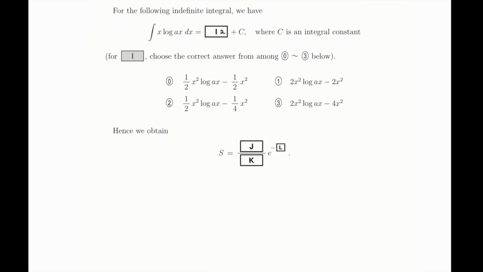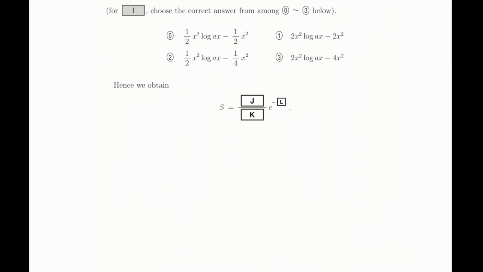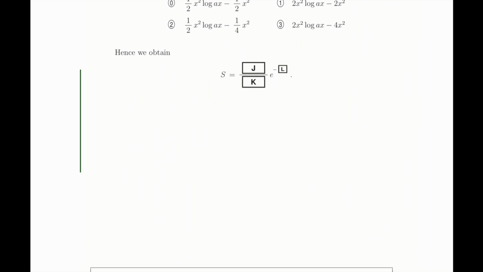Last question. Hence, we obtain S equals blah blah blah. What is S? S is the area of the region bounded by graph 1, graph 2, and the x-axis. To find S more clearly, I think we have to sketch the graph first. So I need to know which region we want to find the area of. Just draw a rough sketch.